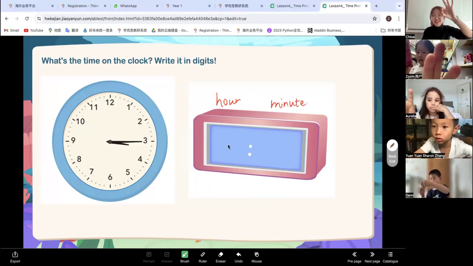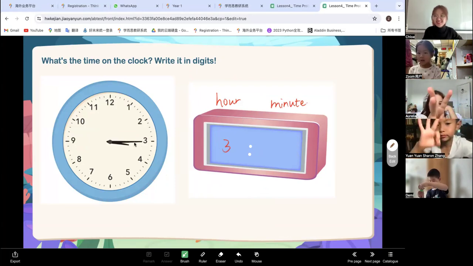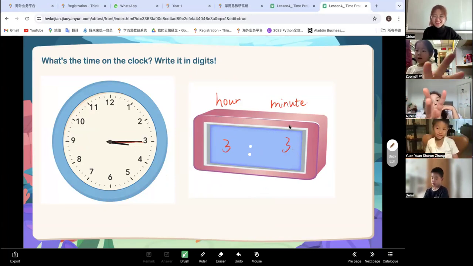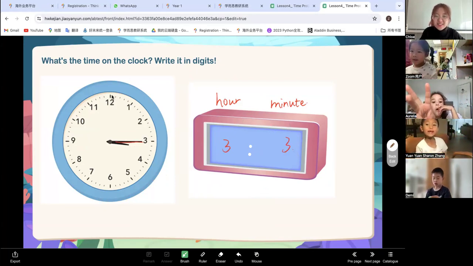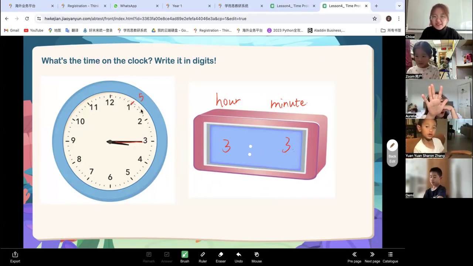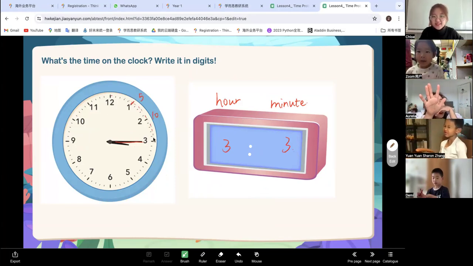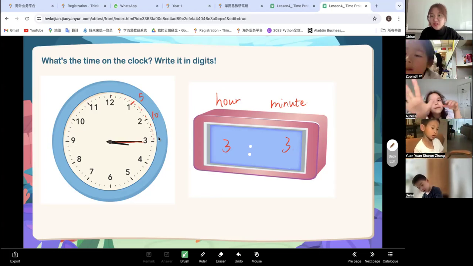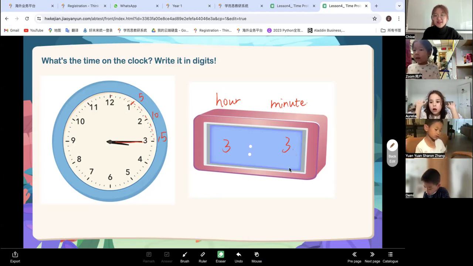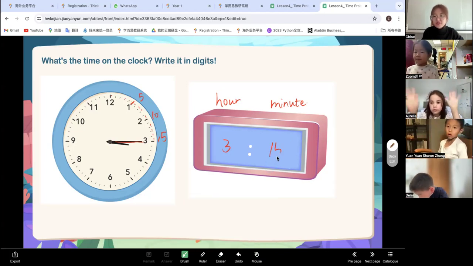Yeah, thank you. 3. What's the minute? The longer one? 3 is 3. Everyone, we count the smaller sections, right? So that's 5, and then 10, and then 2, 3. How many smaller sections? 15. Very well done. So the minute will be 15.